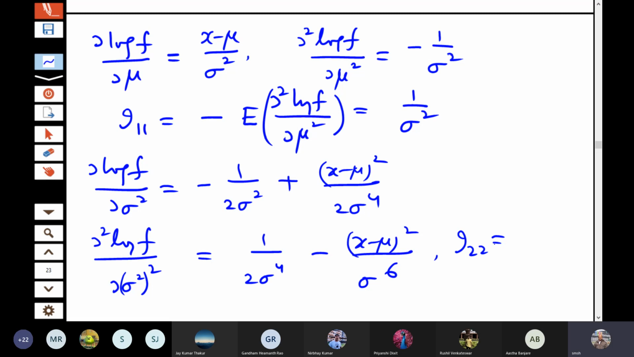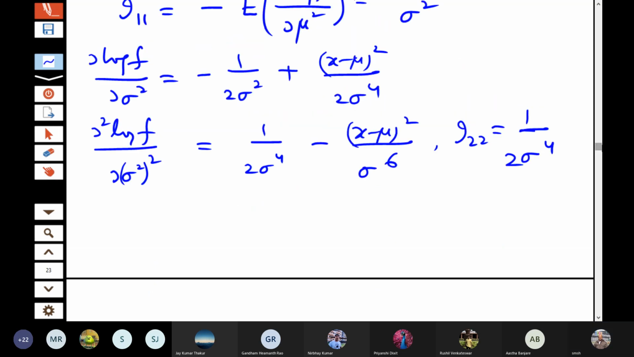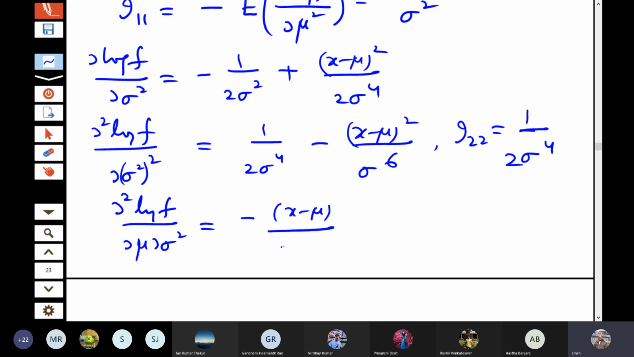And then there is a minus, so it will become minus minus plus. So 1 by sigma to the power 4, sorry, 1 by 2 sigma to the power 4. And then you also have the del 2 log f del mu by del sigma square, that is minus (x minus mu) by 2 sigma to the power 4. So if I take expectation of that, that will be equal to 0.